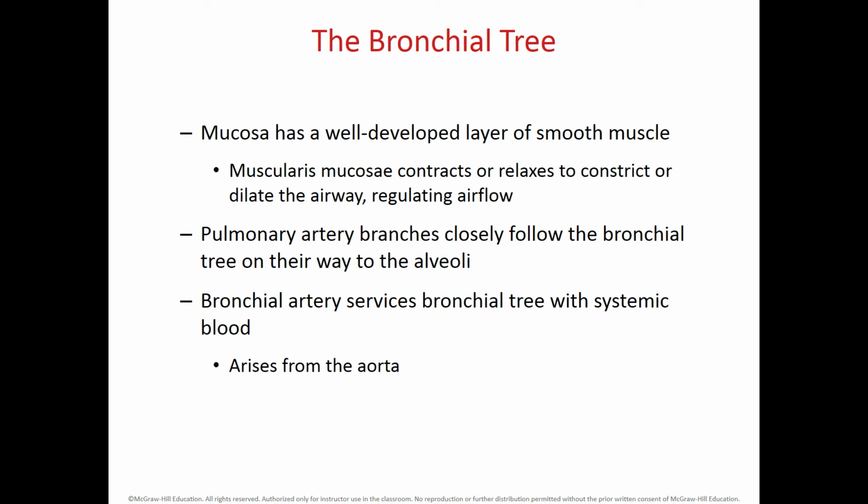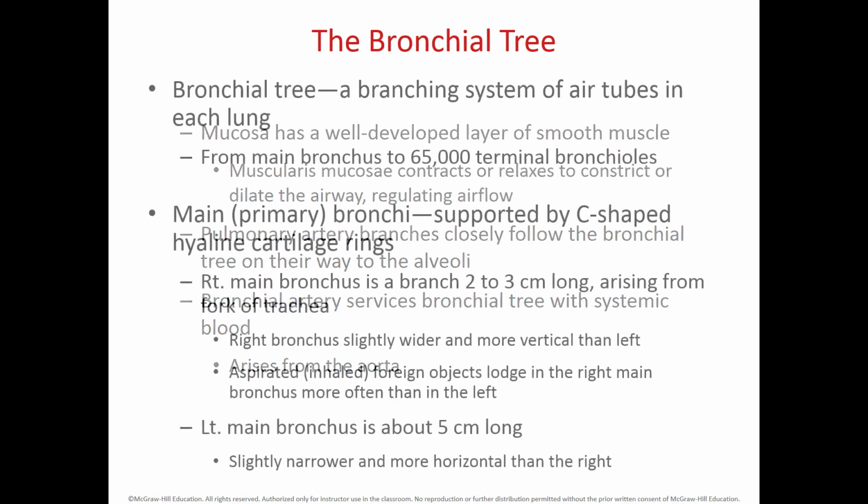Now, together with the muscularis mucosae and the bronchi, you have the pulmonary artery branches that follow closely these bronchial trees so they can provide blood supply to the tissue that surrounds the bronchial tree. And then at the end of the bronchial tree, you will have the formation of capillaries out of these pulmonary artery branches so you can have the gas exchange. And then the bronchial tree also will have the bronchial artery that will provide systemic blood. And this bronchial artery will be coming from the aorta.